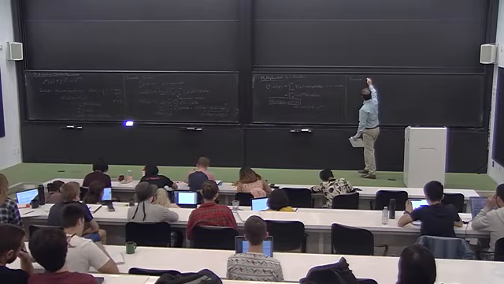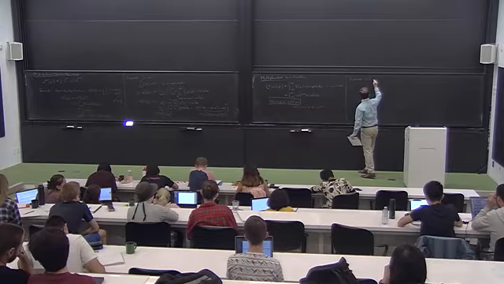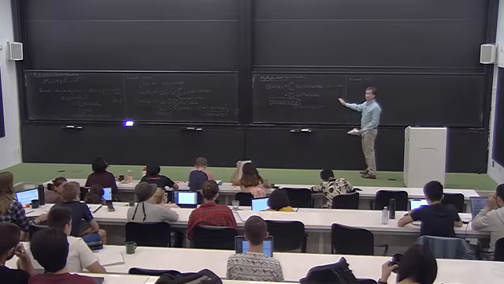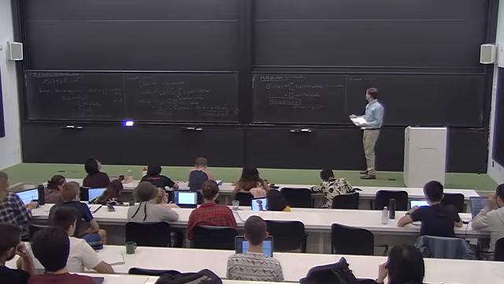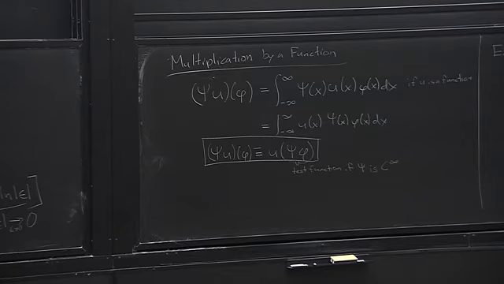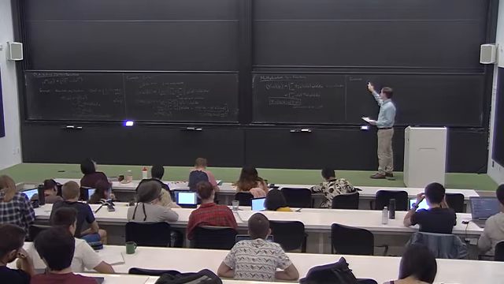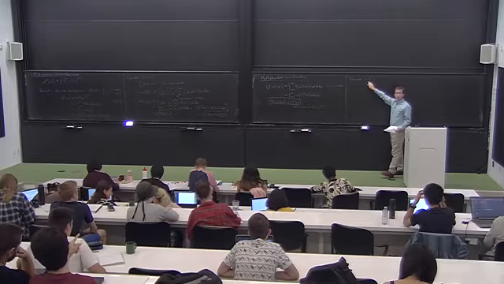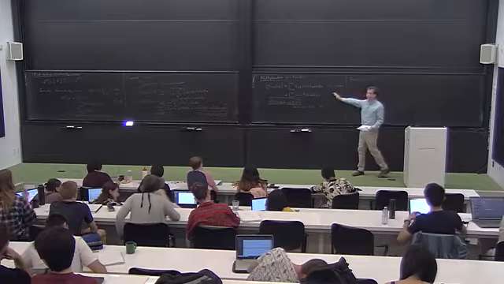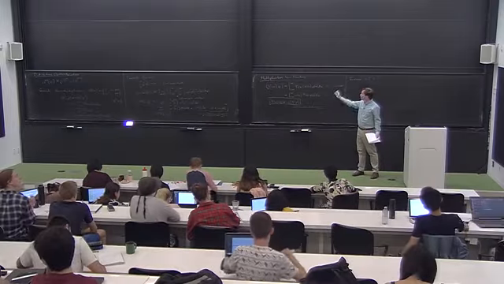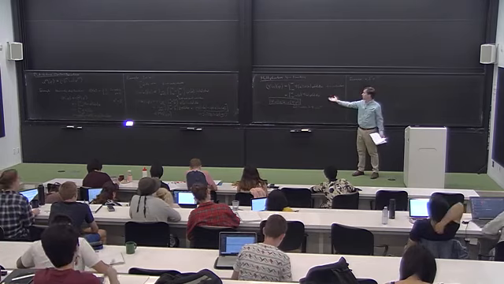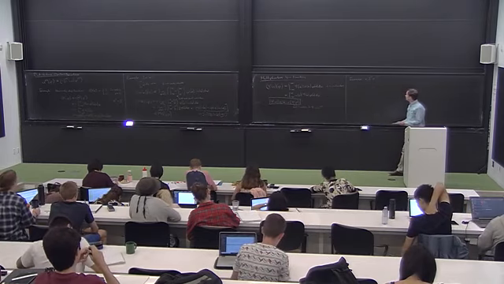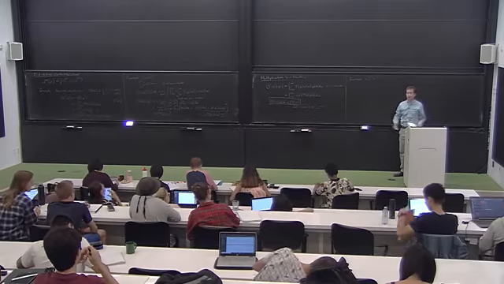I'm going to give you an example to check that you understand what we've done so far. Let's suppose we want to multiply the distribution delta prime, the derivative of the Dirac delta, by x. I'm going to give you a couple minutes to try to simplify this using the rules we've learned for differentiation and multiplication. Feel free to discuss with your neighbors as well.